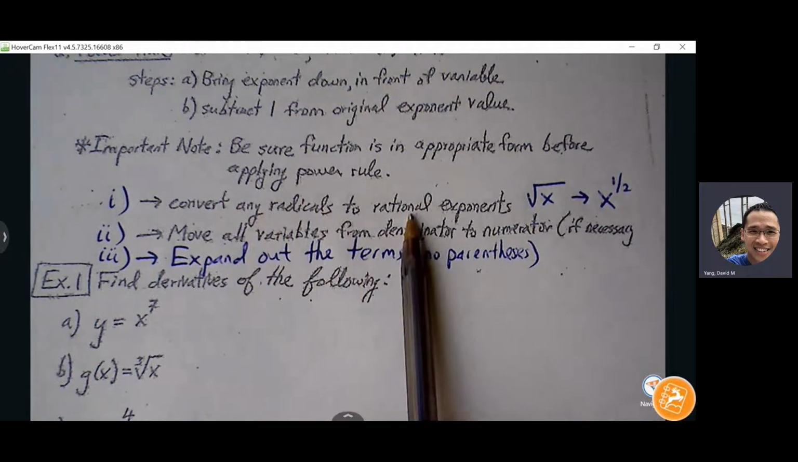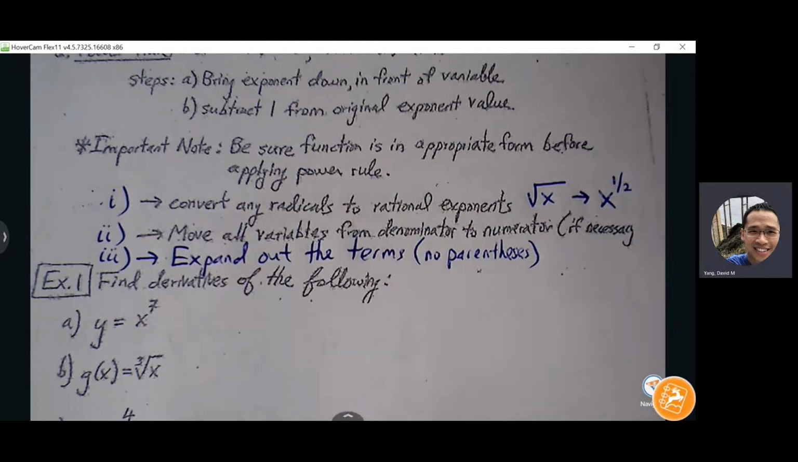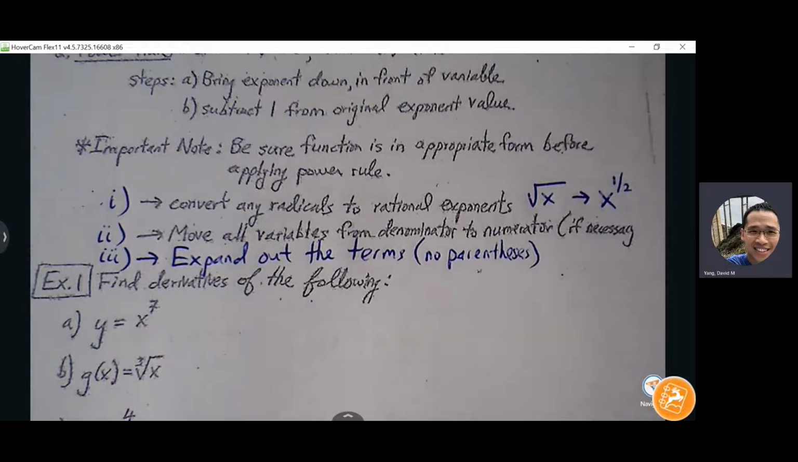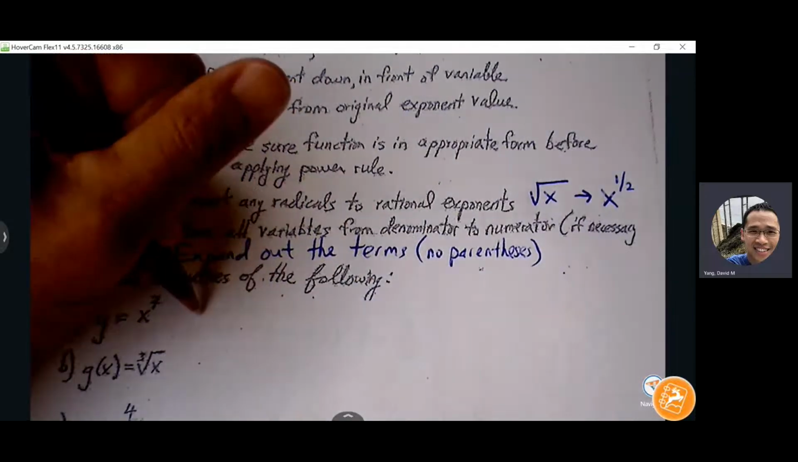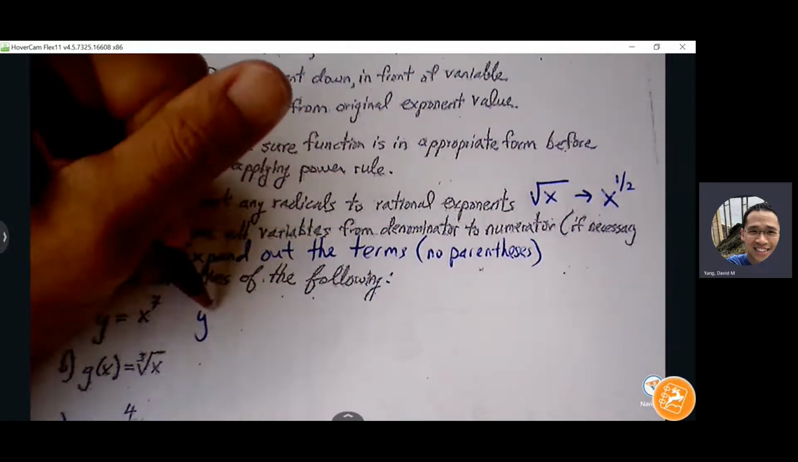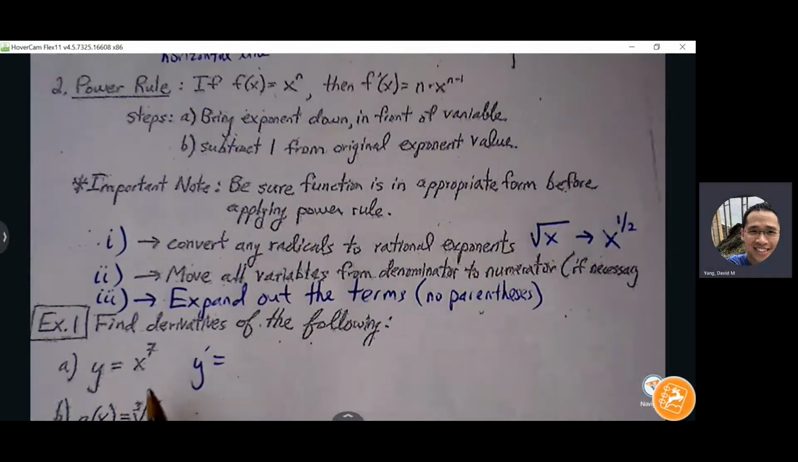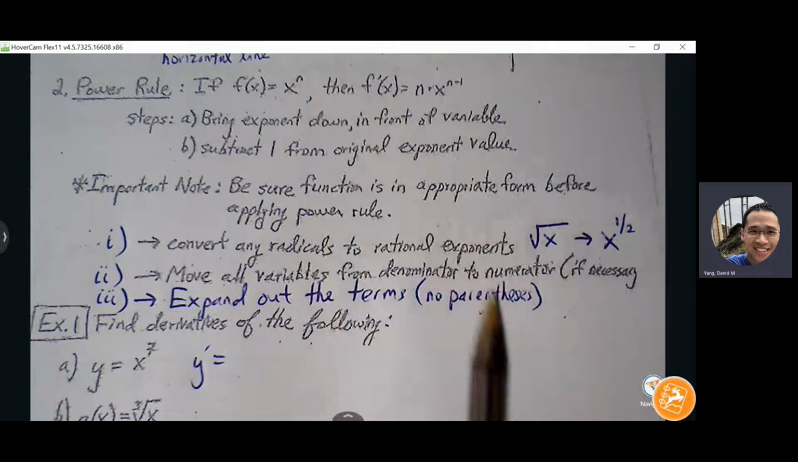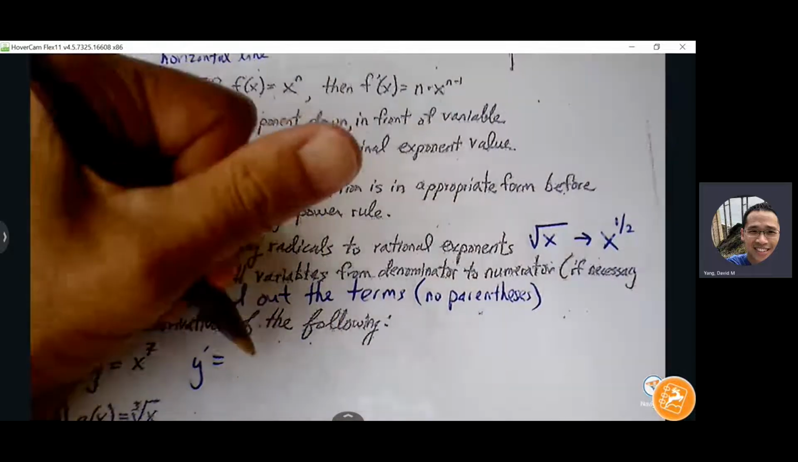Do we have any radicals to convert? No radicals, so we're good. We need to move all the variables from the denominator to the numerator. There are no issues there. And we also have no parentheses, so we're good. Okay, so to find our derivative, we can say y prime is equal to. Okay, so power rule, we're going to bring the exponent down in front. So that 7 is going to now get pulled down in front of the variable.